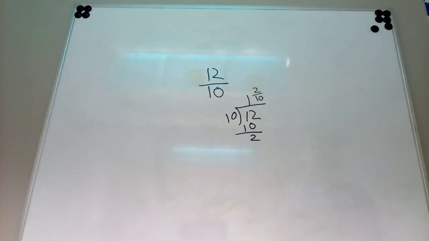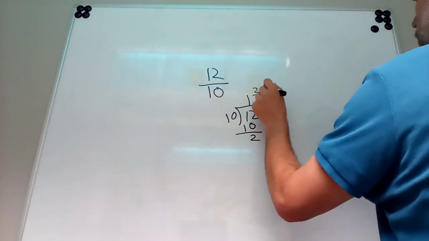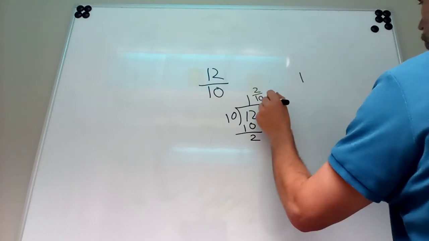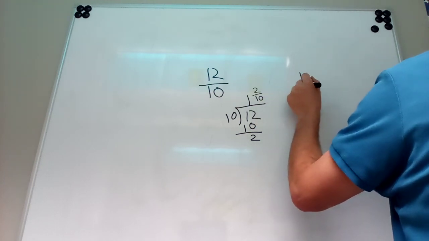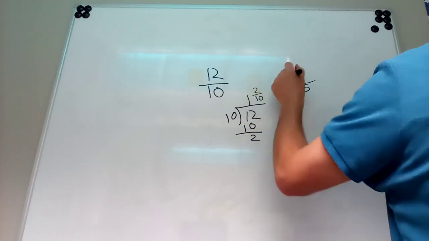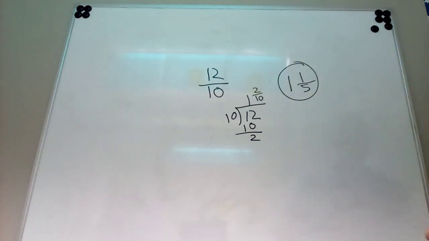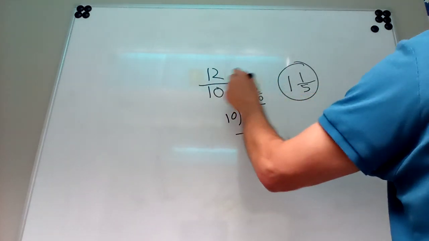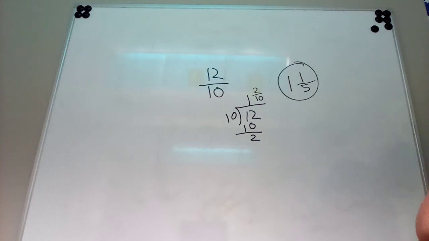Now before I stop, I need to always look and see, will that 2 tenths reduce? And it will. 2 will go into 2 one time, and 2 will go into 10 5 times. And I'll bring my 1 up to 1 and 1/5. So 12 tenths would reduce to 1 and 1/5. So that is proper and improper fractions and how to change them around.